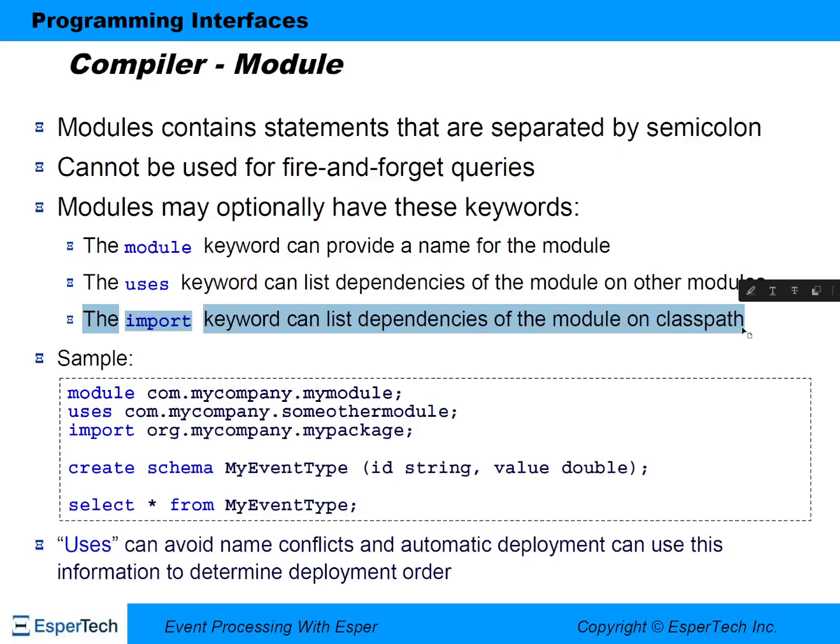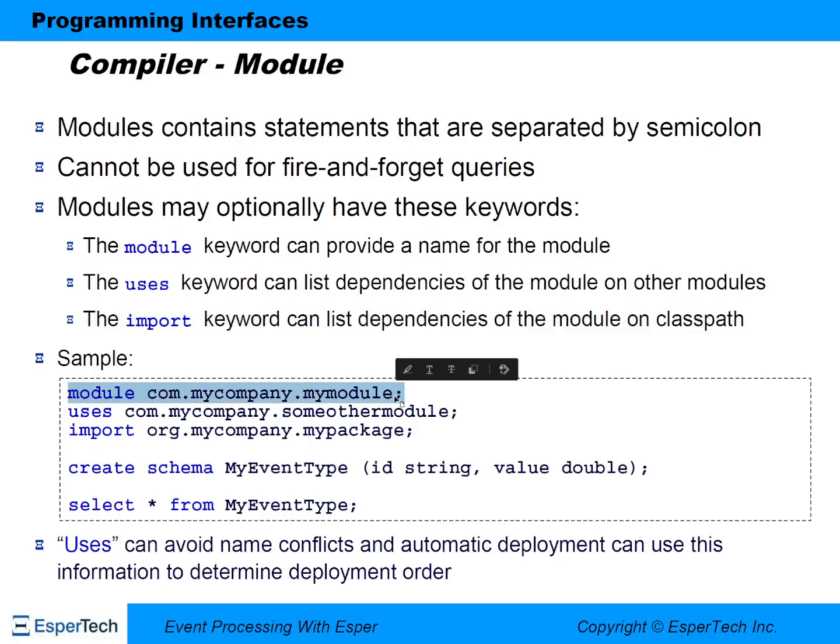This box below highlights a module text that showcases all module keywords. The text module com.mycompany.mymodule assigns the module name. The text uses com.mycompany.someothermodule indicates that the module relies on some other module that it requires.